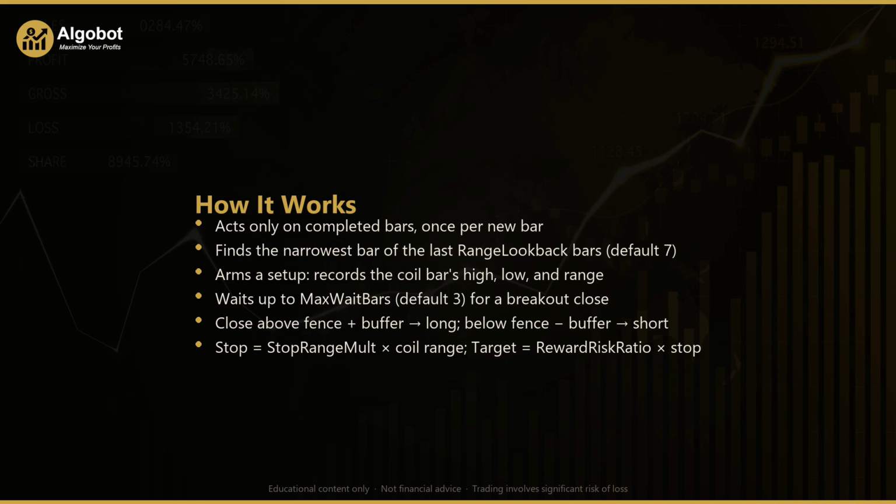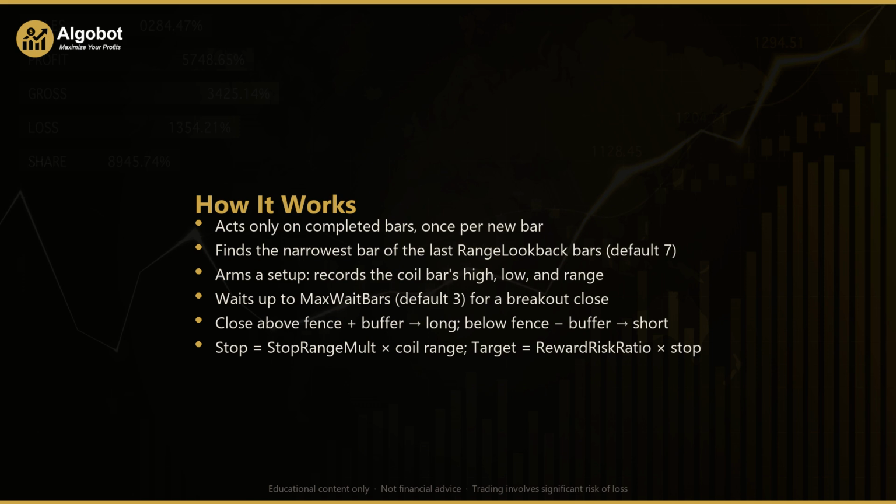Let's walk through the mechanics step by step. The strategy only ever acts when a bar has fully closed, so it works on completed candles rather than reacting to every single tick. Each time a new bar opens, the EA looks back at the candle that just finished. First, it asks a simple question. Was that just completed bar the narrowest of the last several bars? The number of bars it compares against is set by the RangeLookback parameter, which defaults to 7. If the most recent candle has a smaller high-to-low range than every one of those previous bars, the EA flags it as a narrow range bar, a coil.